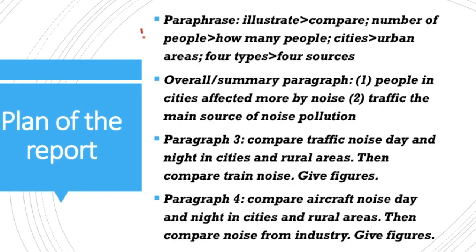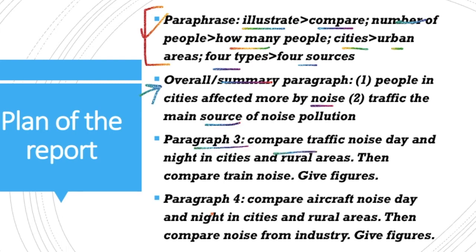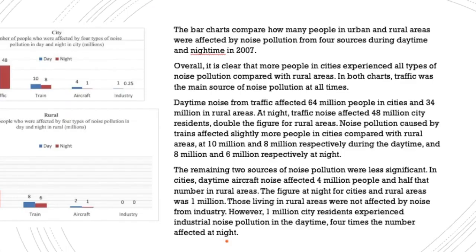So this is how you paraphrase, you illustrate, you compare the number of people, cities, urban, 4 types, 4 sources. This is how you're paraphrasing the question, right? Then you write the overall summary. Overall, it is clear that people in cities are affected more by noise. Traffic is the main source. Paragraph 3, compare traffic noise and so on. Okay, now let's come to the answer.